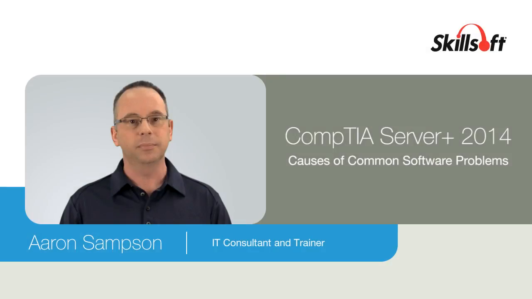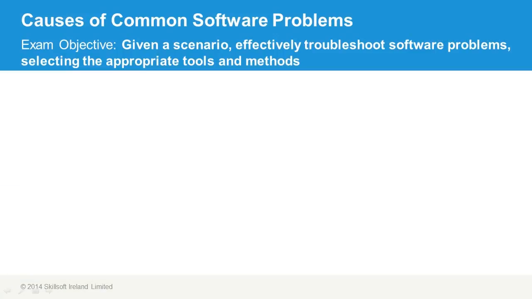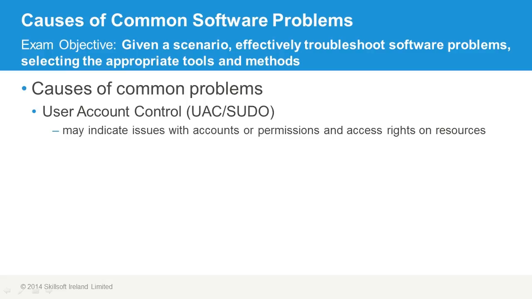So we've discussed now some of the common software problems that you might encounter. Let's take a look now at some of the causes of those problems. And to begin, we'll address the user account control, or UAC. This is in Windows. Now, the Unix flavor of this is known as sudo, which stands for substitute user do.